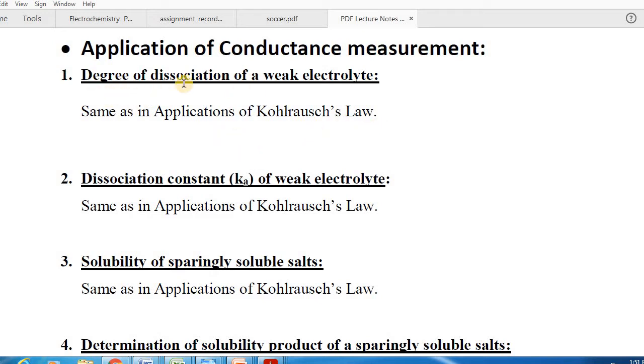For example, first application is to determine the degree of dissociation of a weak electrolyte. We very well know degree of dissociation is given by equivalent conductance at any concentration C divided by equivalent conductance at infinite dilution. So by conductance measurement we can find out the degree of dissociation of a weak electrolyte. Similarly, to determine the dissociation constant of a weak electrolyte, Ka is given by C alpha square divided by 1 minus alpha. So if we know the degree of dissociation, we can easily find out the dissociation constant of a weak electrolyte.